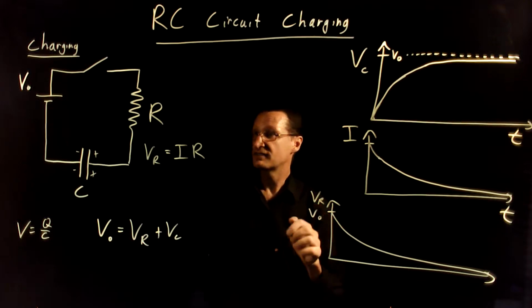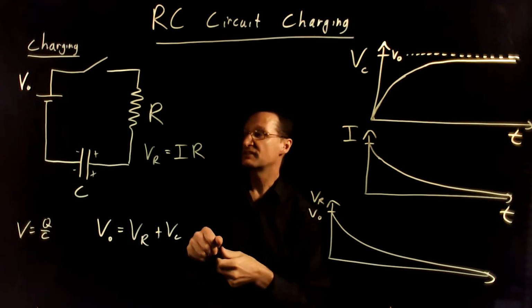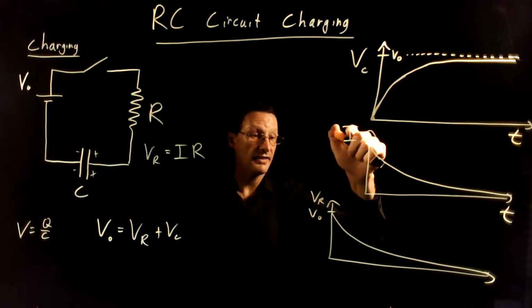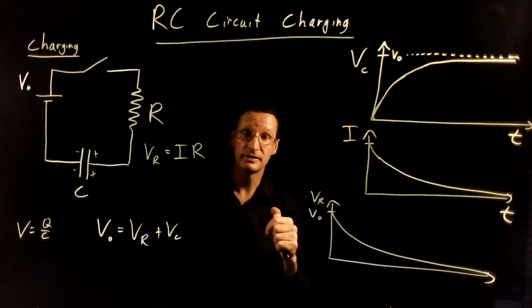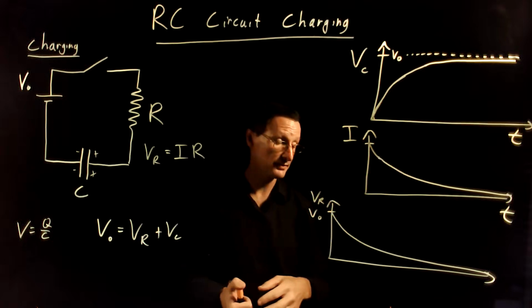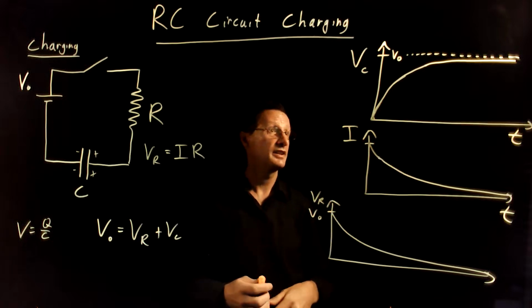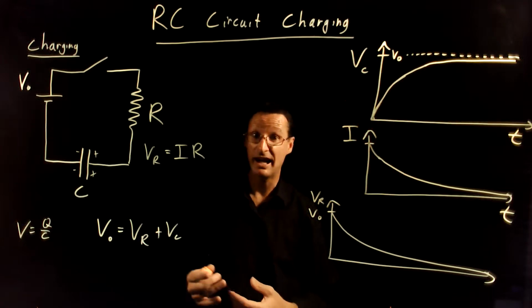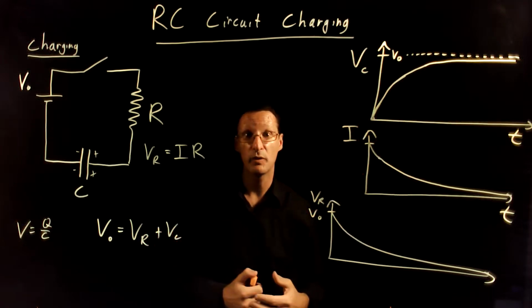All right, hopefully this helps you understand how the voltage across the capacitor, the current, and the voltage across the resistor vary as a function of time. And you can look up these functional forms in a book, but it's good to get some intuition about why they're shaped the way they are.